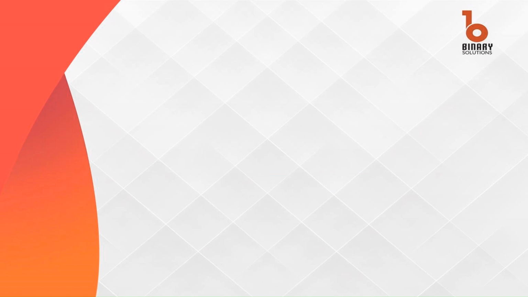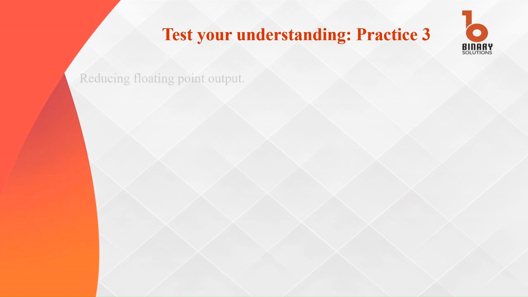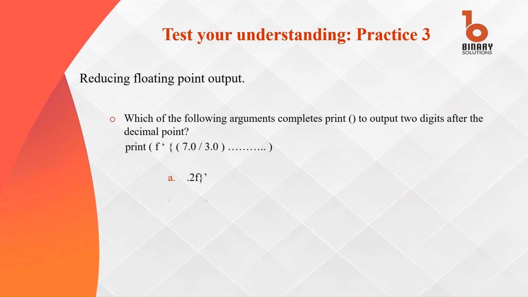Now that we've explored the concept of reducing the output of pi, it's time to test your understanding. I have prepared some multiple choice questions to gauge how well you grasp this topic. Think carefully about each question and choose the best answer. Here's your first question. Which argument would you use to complete the print function so that it outputs 2 digits after the decimal point? Take a look at the code snippet below and select the correct option. Think carefully about your answer and share it in the comments. Here are the correct answers. Compare them with yours to see how you measure up.